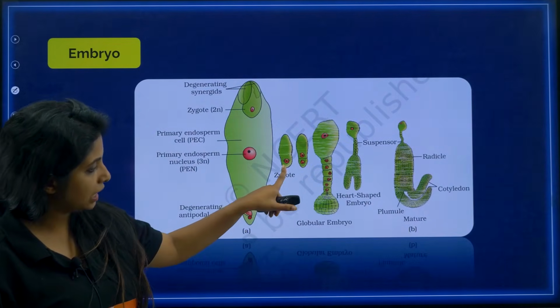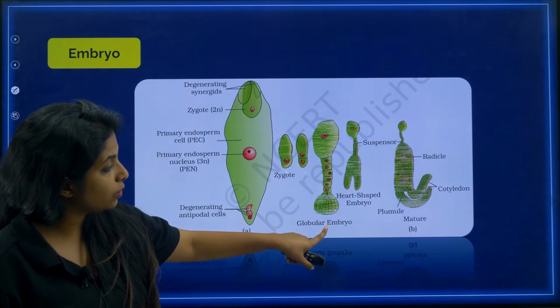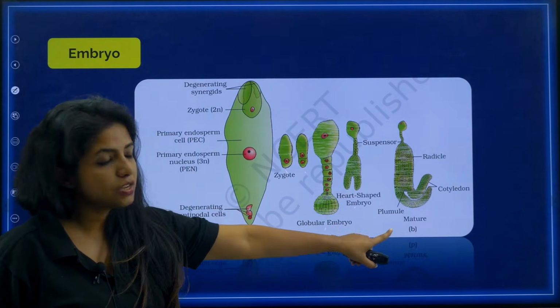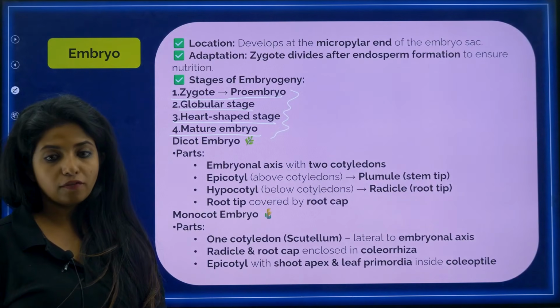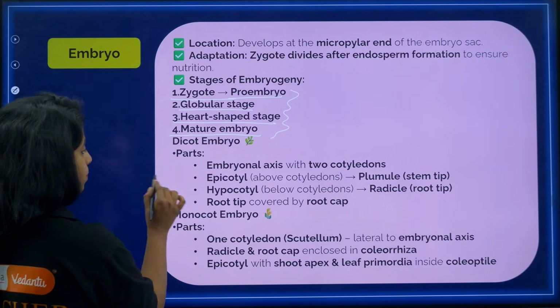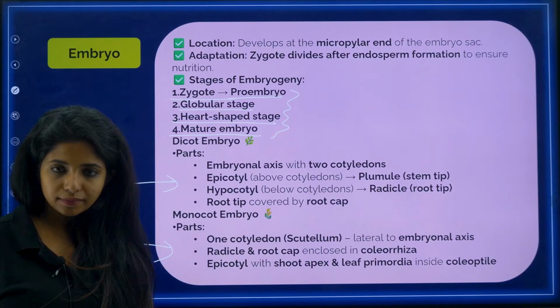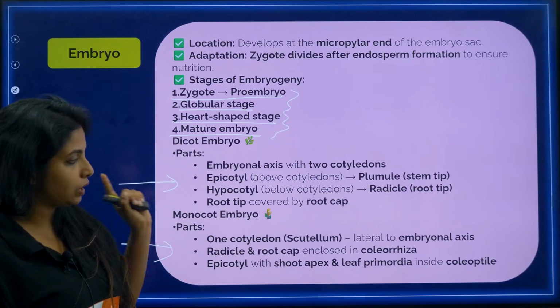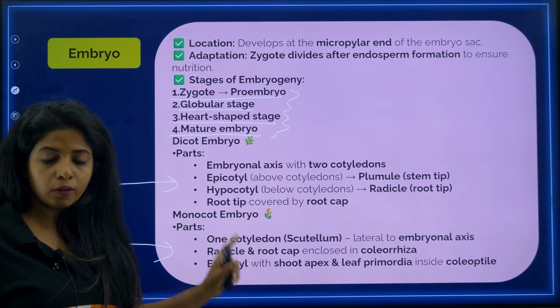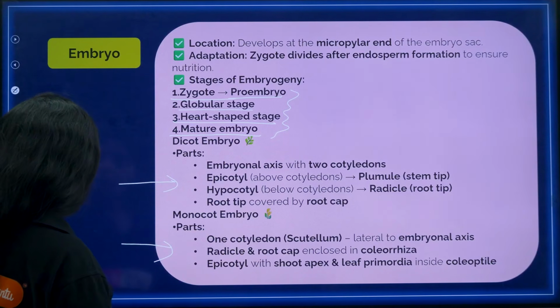Over here, this is the zygote, this is the pro-embryo, this is the globular embryo, this is heart-shaped, and this is the mature stage of the embryo that you get. Now, you have two types of seeds, I told you, dicots and monocots. So you have two types of embryo as well. In the case of dicot, I'll tell you how it works, and in the case of monocot, I'll also tell you how it works. For that, I have to make a diagram.